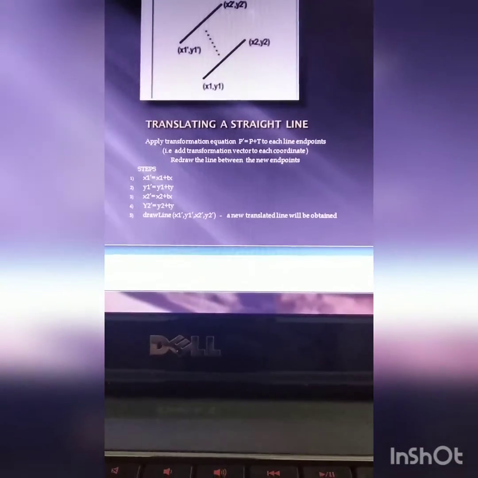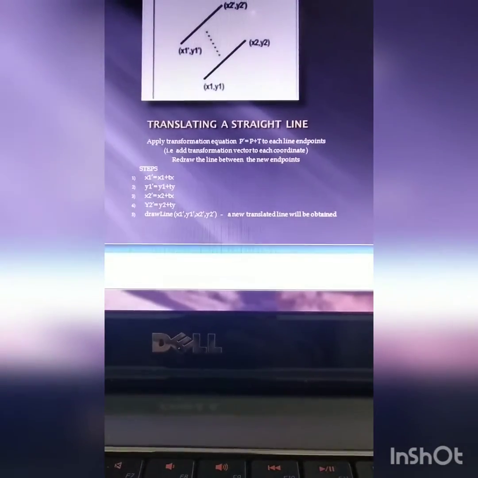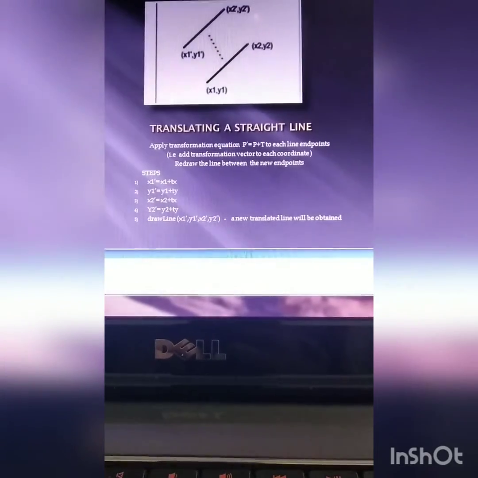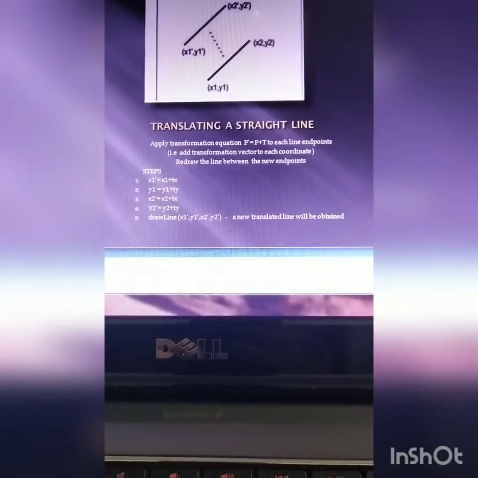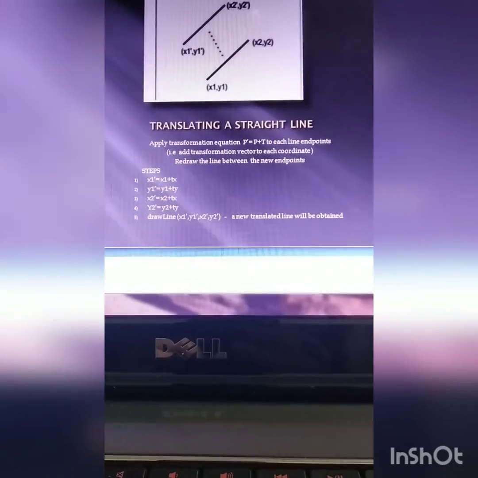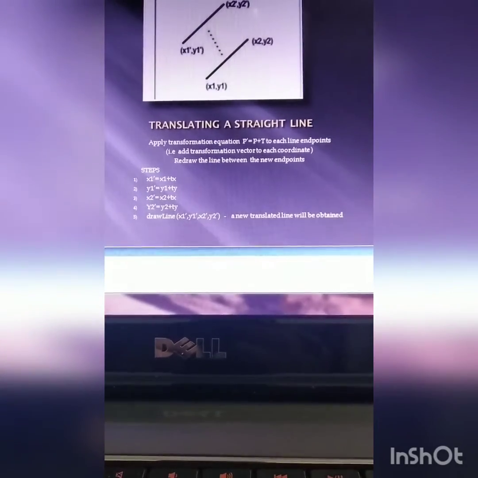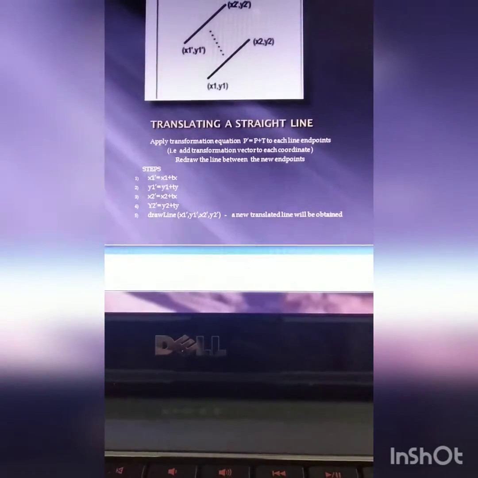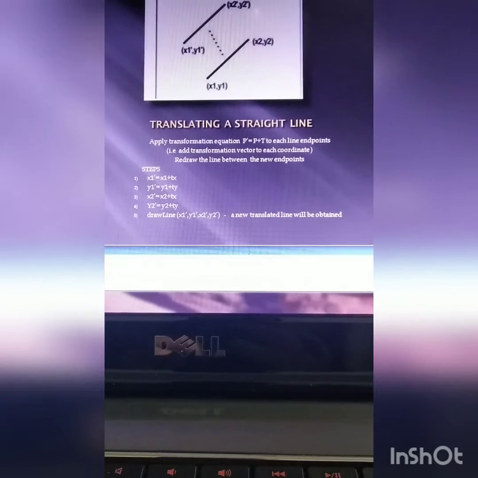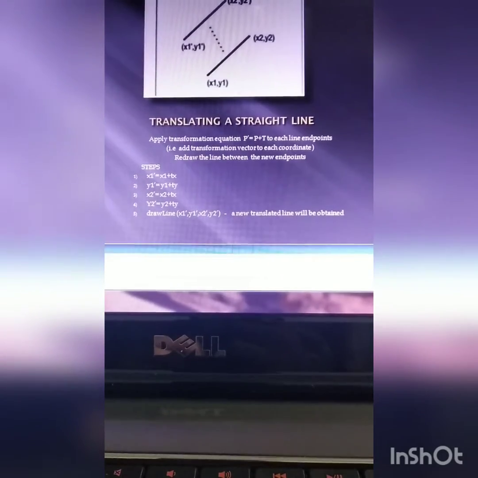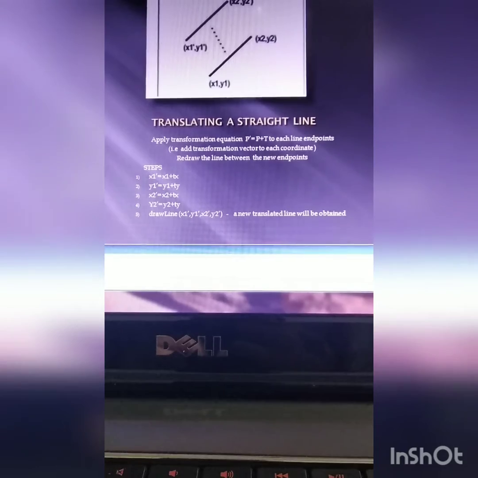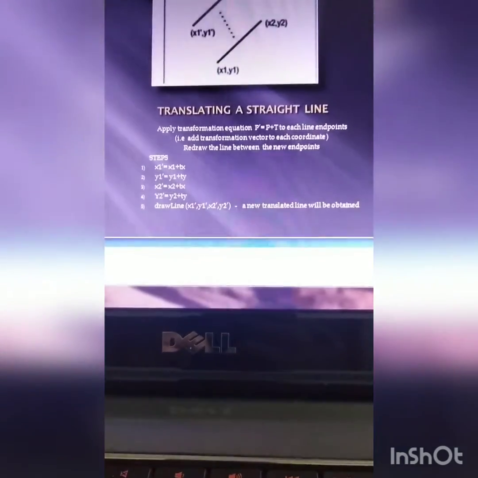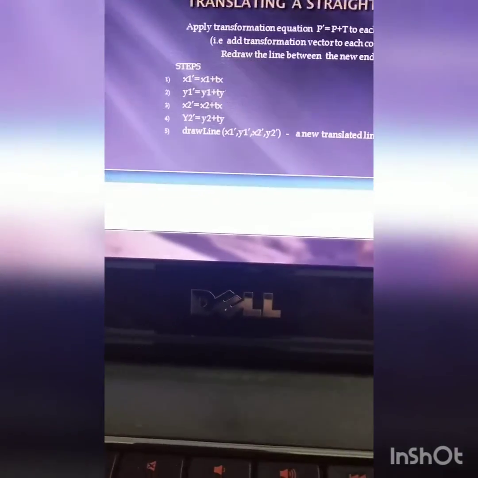So now we are going to learn about how to translate a straight line. So it is very simple. Only thing which we want to do is to apply the translation equation which we have already derived to the end points of this straight line. So the end points of the straight line are x1 and x2. So we are going to apply this translation equation to the coordinates x1 y1 and x2 y2. So it is clearly written in the steps.